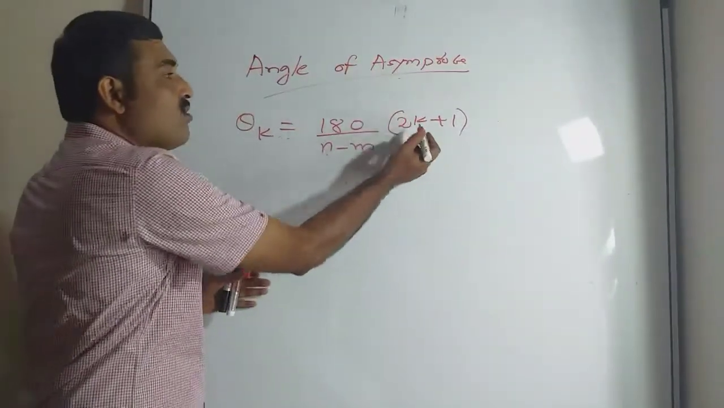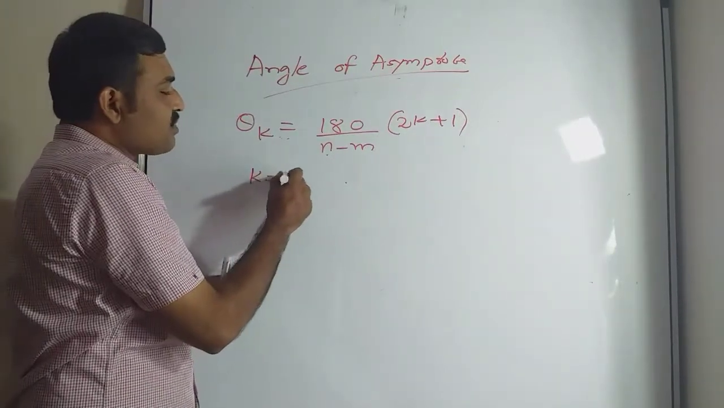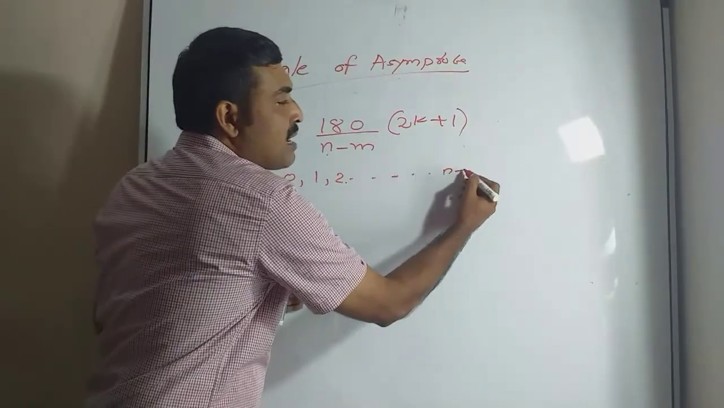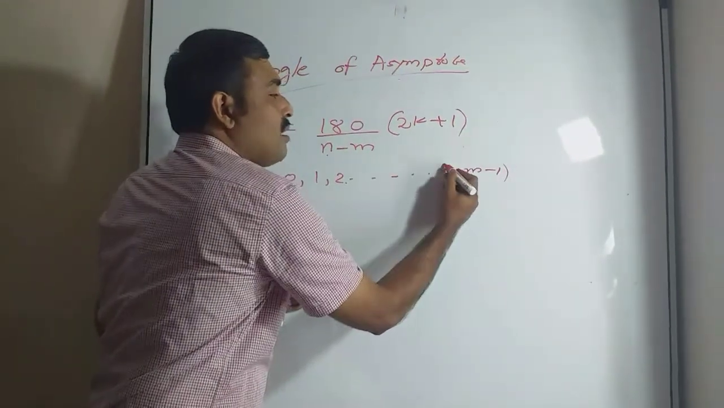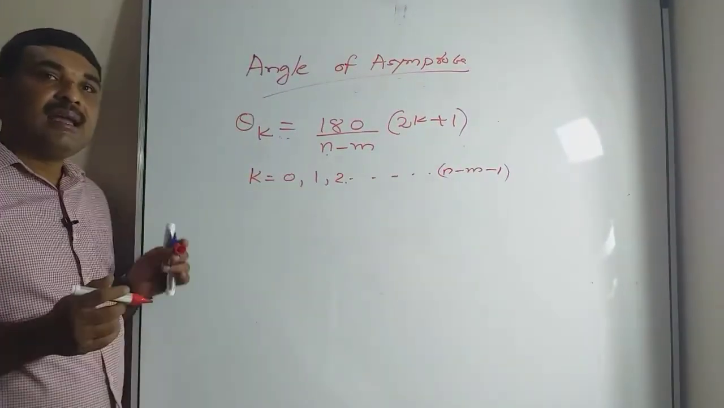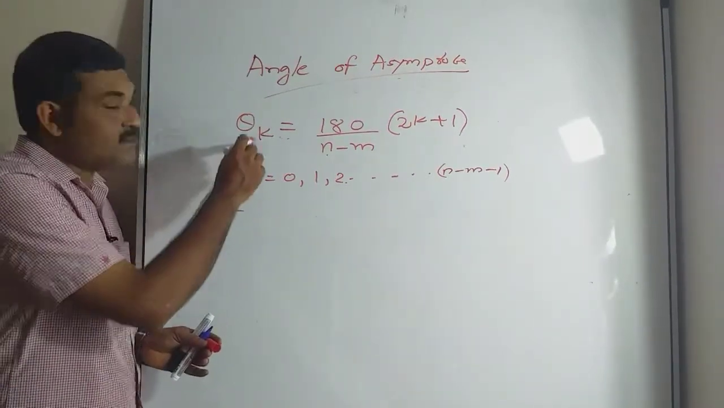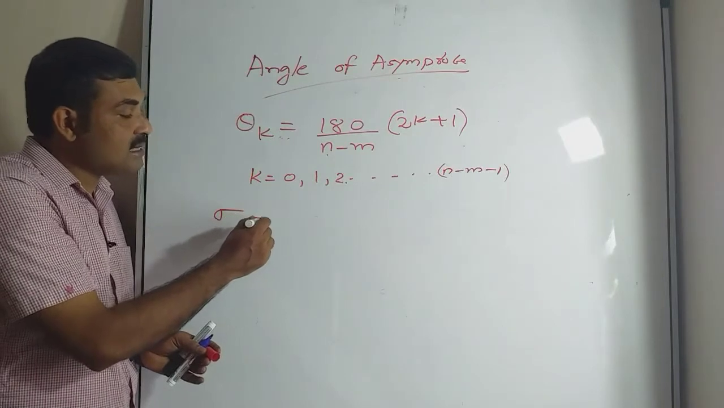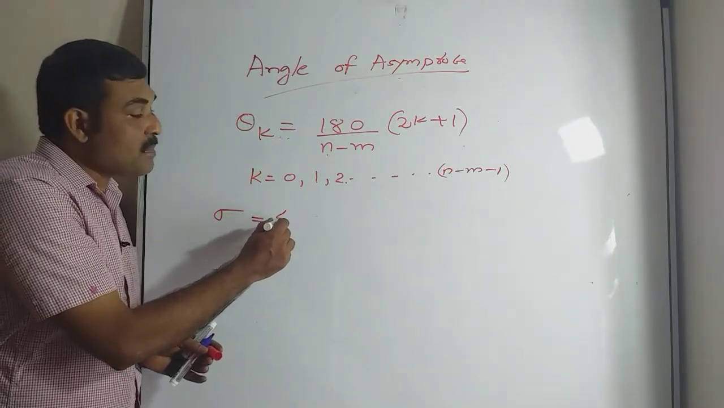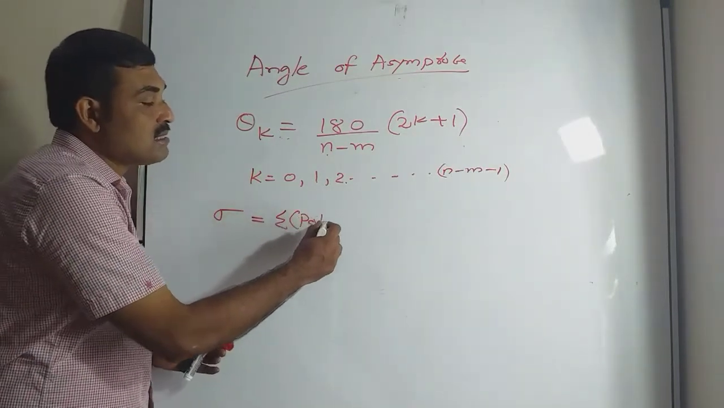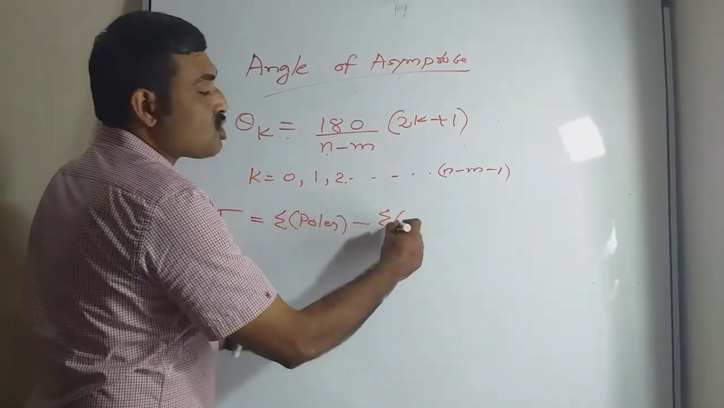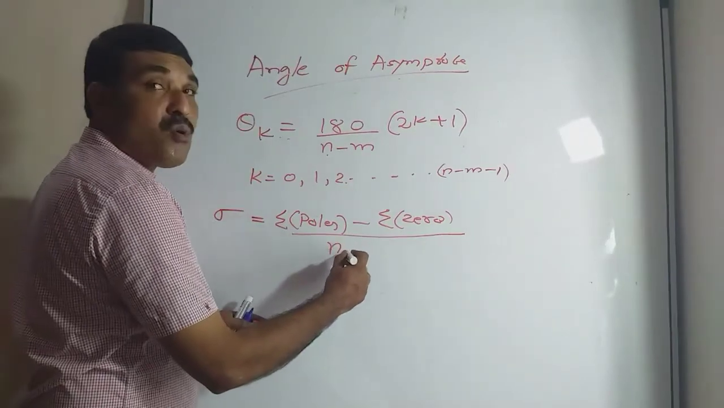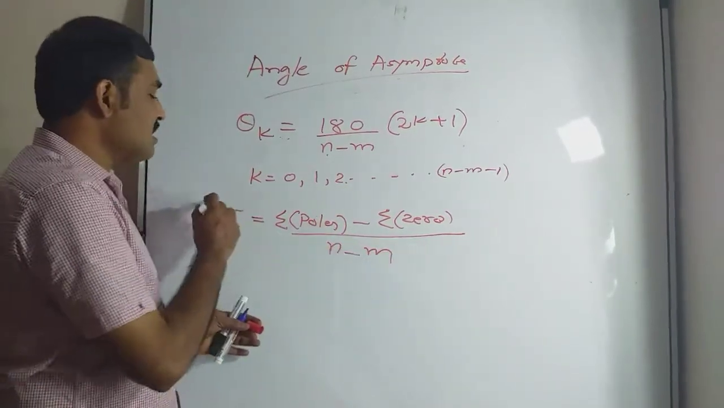So what is the value of k? k starts from 0, 1, 2, up to n minus m minus 1. And we can find the centroid. Asymptotes will always pass through the centroid. The centroid sigma is equal to the summation of poles minus the summation of zeros, divided by the number of poles minus the number of zeros.